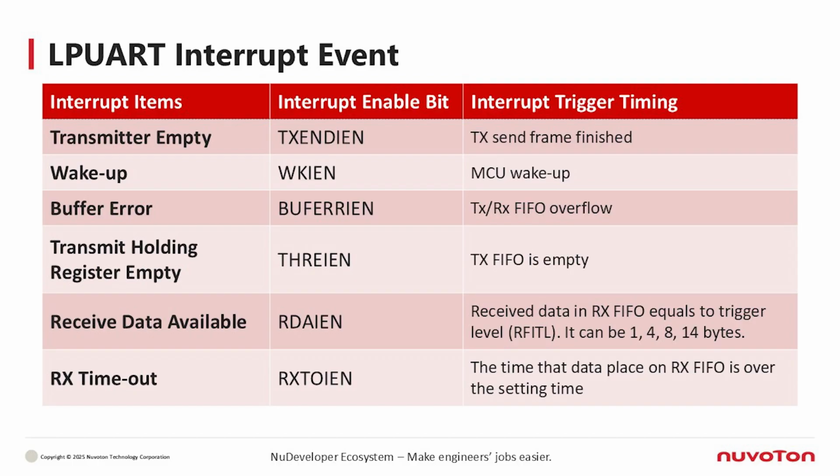5. Receive data available, triggered when the number of bytes in the receive FIFO reaches the programmed threshold, which can be set to 1, 4, 8, or 14 bytes. 6. RX timeout. This happens when data stays in the receive FIFO longer than the configured timeout period.